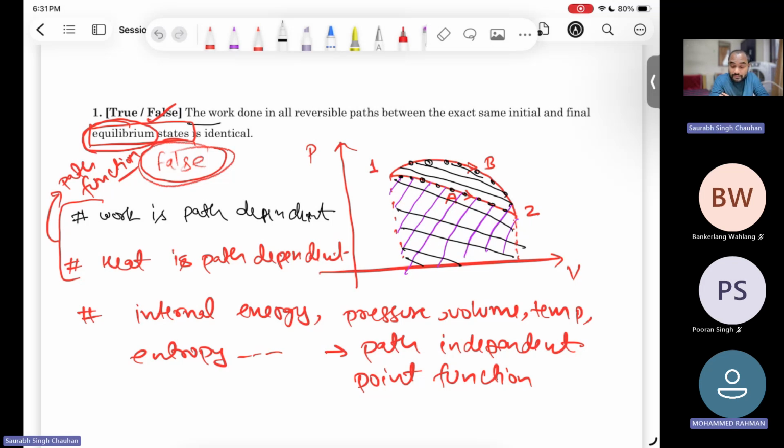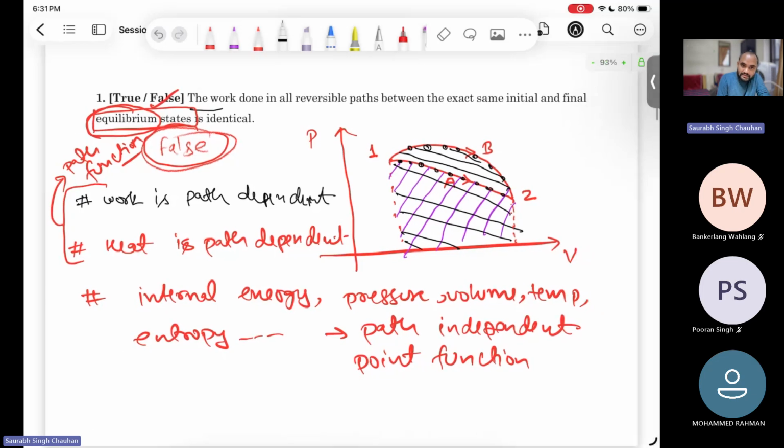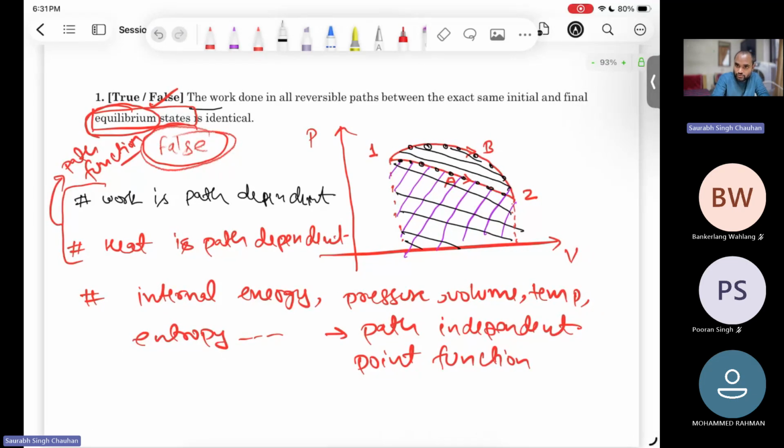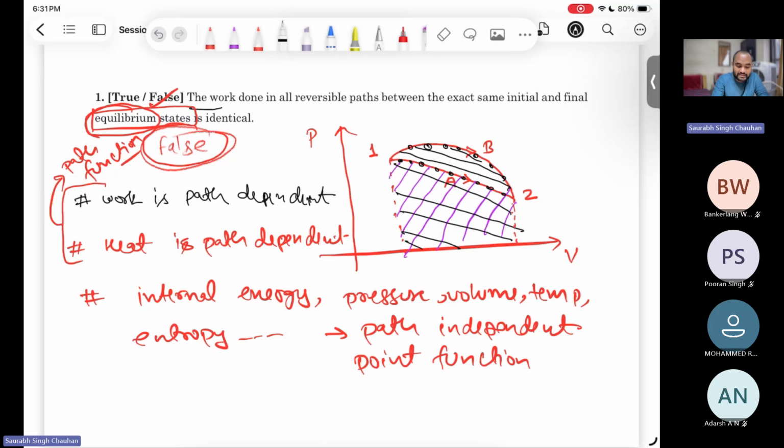So, what was your question? Work and heat are path dependent. Both depend on the path, and that path can be reversible or irreversible. In both cases, the work and heat can be calculated, but they will depend on the path.